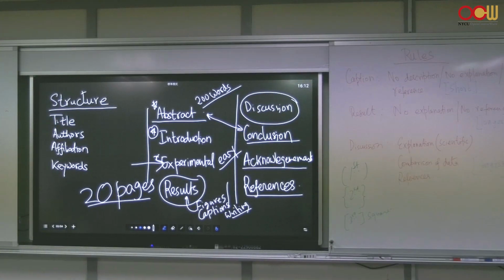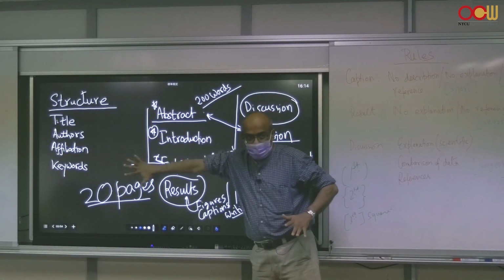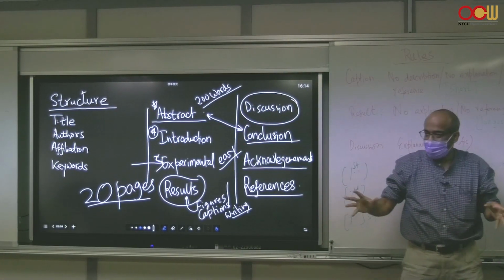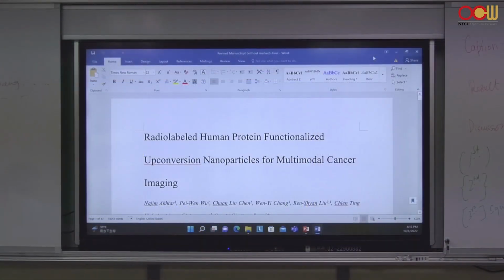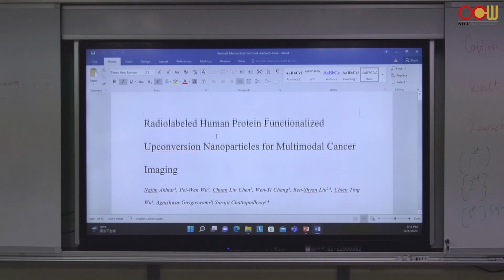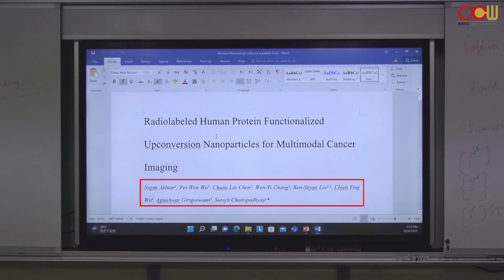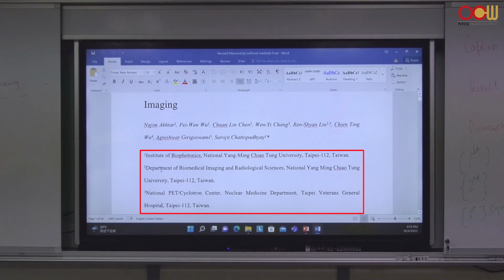So this is what we are looking at. I will show you one structure. Now I will show you what I'm trying to look at. So if you are comfortable with this structure, I show you how it looks like in a Word file. So here is one of my file, you see. So here is my title, this one. This is author. So all the authors that I have. And this is called affiliation. Biophotonics and BIRS or PET cyclotron center. So these are the affiliation.